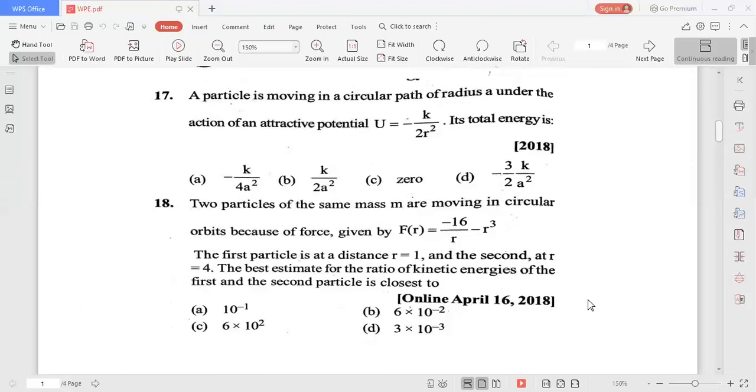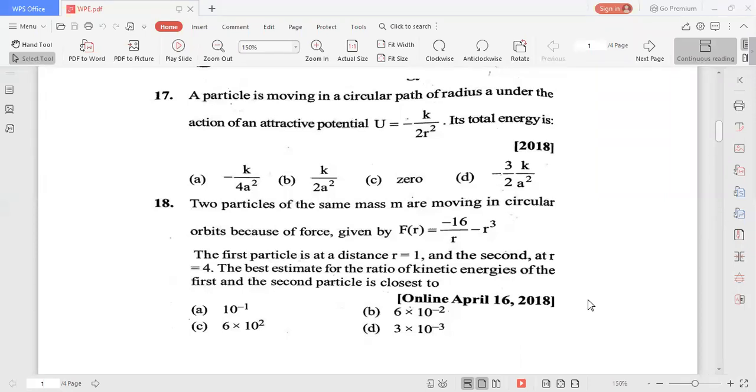Seventeenth problem. A particle is moving in a circular path of radius R, not a, that is a printing mistake, I think, under the action of an attractive potential U equal to minus K by 2R squared. That means the potential energy is because of attraction force. That's why we got the minus sign. Because of repulsion, if the body gains the potential energy, then you will get a positive sign.